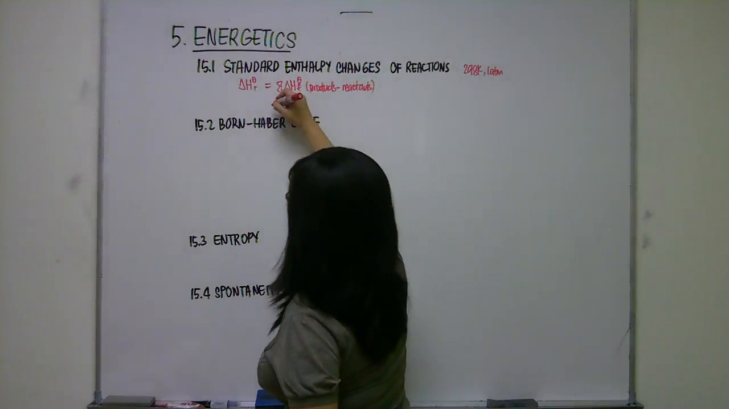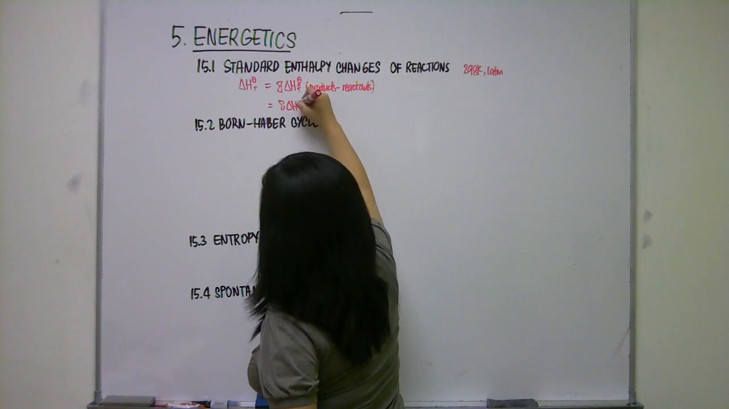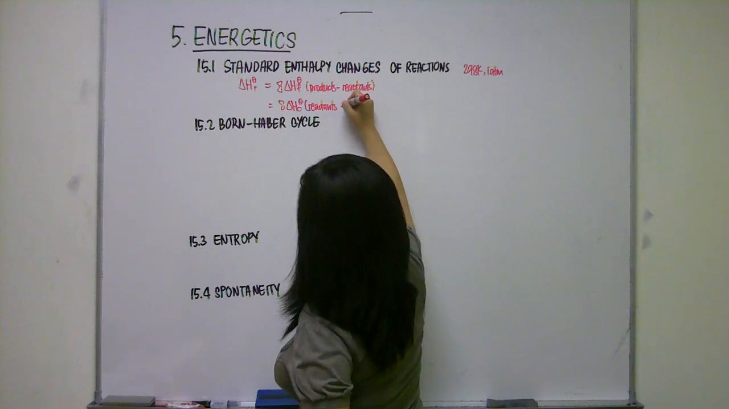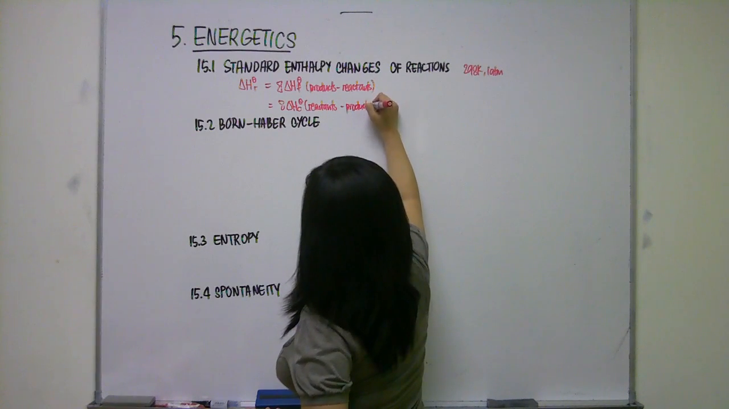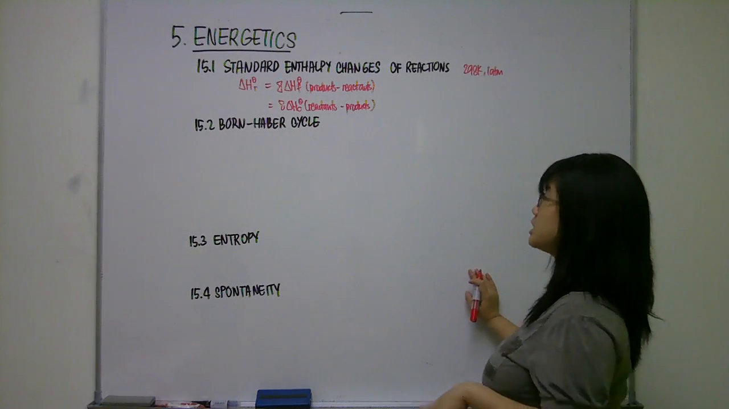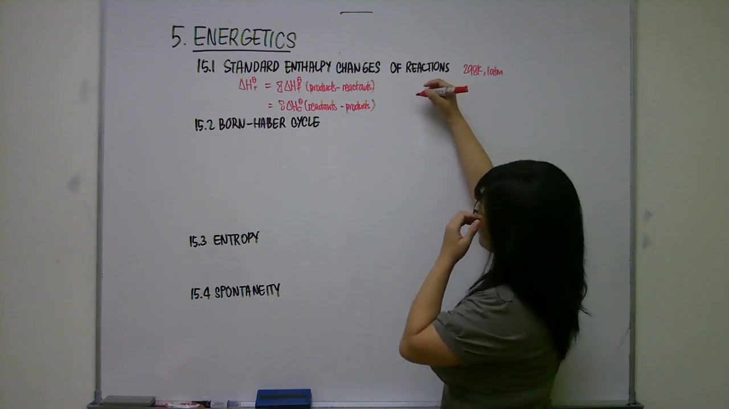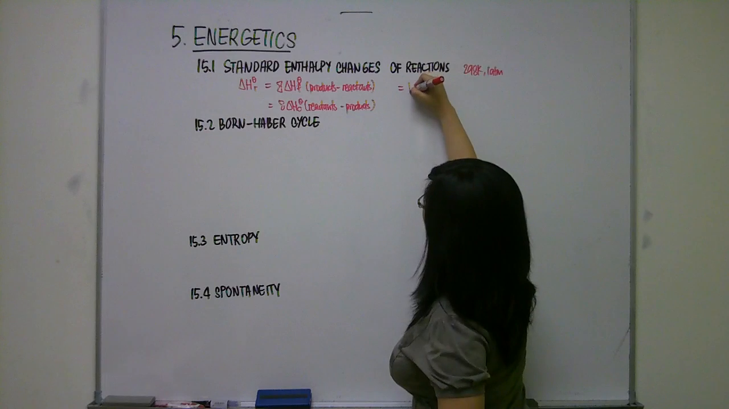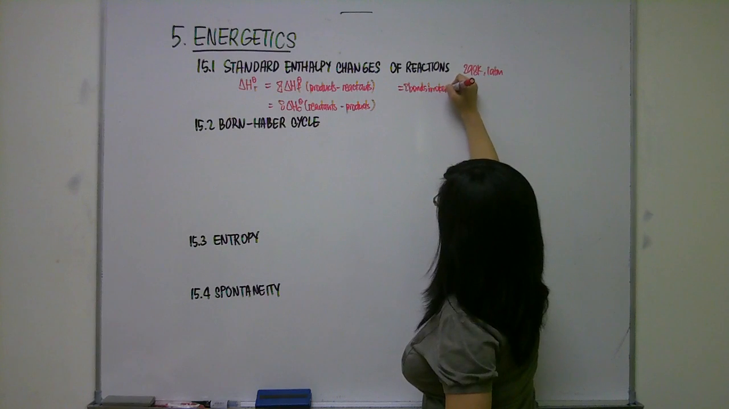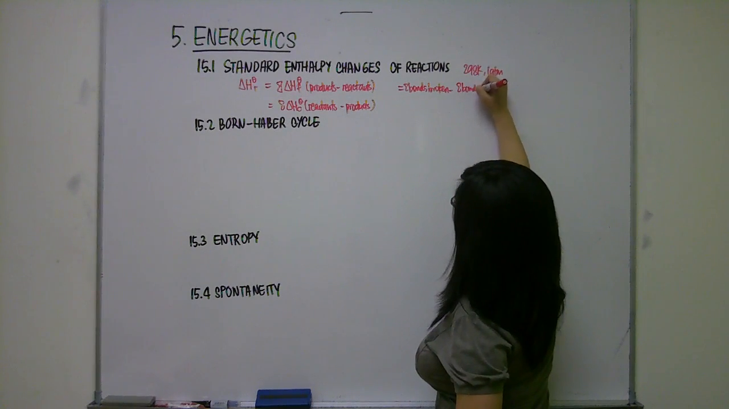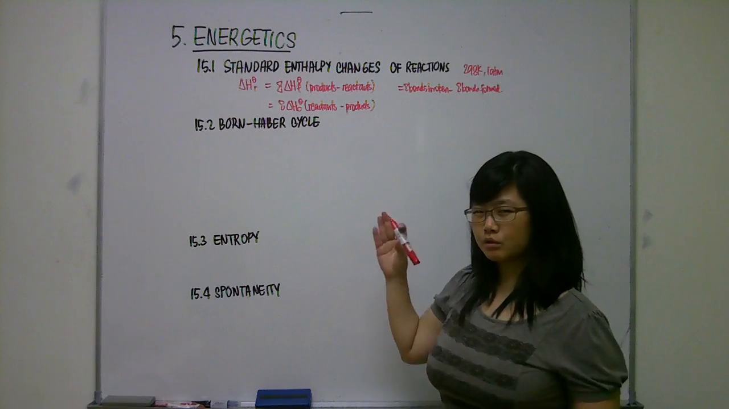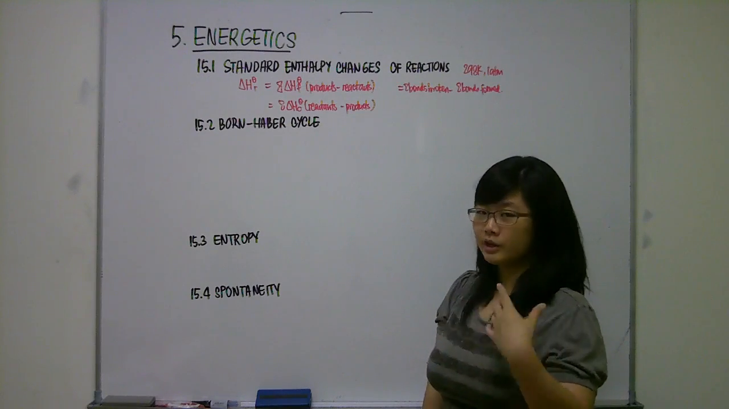If you're given the enthalpy change of combustion, then you'll take the sum of the enthalpy change of combustions of the reactants minus the sum of the standard enthalpy change of combustions of the products. If you're given the bond enthalpy, then you'll take the total bonds broken minus the sum of bonds formed.